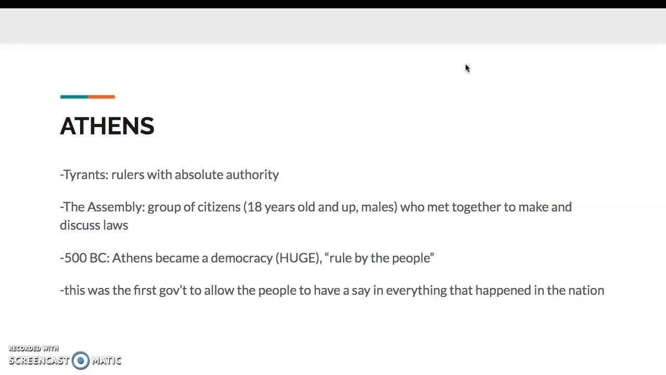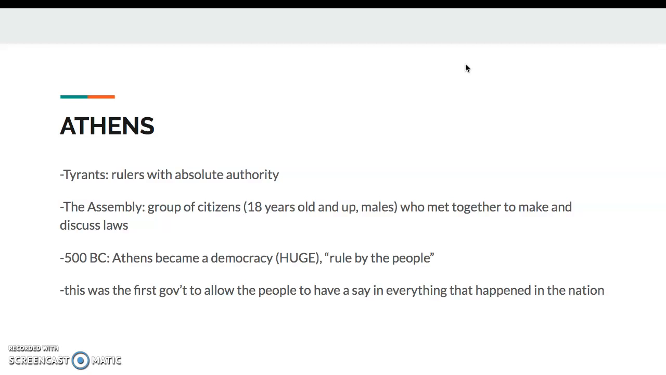They formed a group called the Assembly, which is a group of citizens, males 18 years old and up, who met together to create and discuss laws and vote on laws. By 500 BC, Athens became a democracy. Democracy comes from the word rule by the people. This was the first government to allow the people to have a say in everything that happened in the nation.